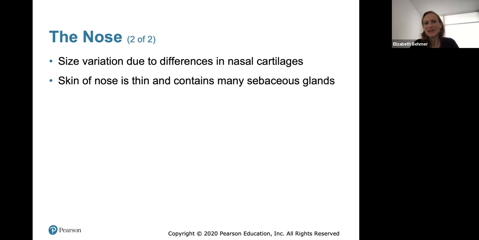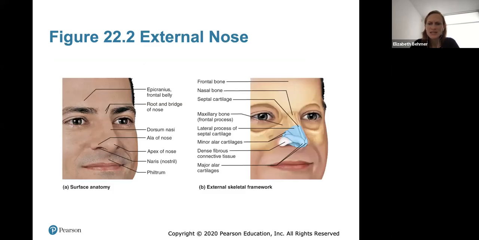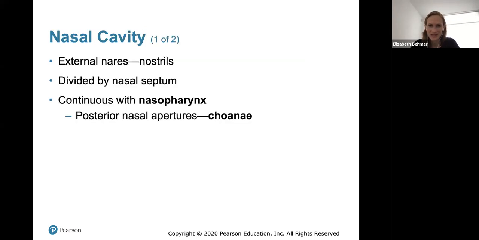The size variation is due to nasal cartilage differences. So the front part of your nose is all cartilage, and we all have different sizes and shapes of nose. The skin of the nose is thin and contains many sebaceous glands. And you can see here the external parts of the nose and what makes it up. I don't think I'll ask you too many specifics about the anatomy of the nose specifically.